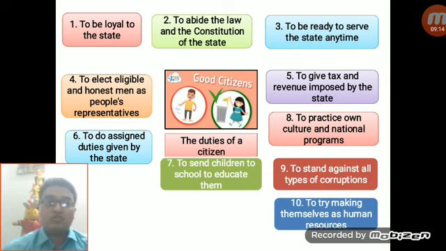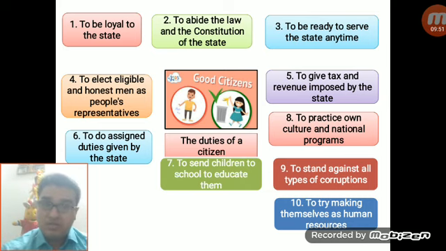Last point is to try making themselves human resources. Dear students, at first you have to understand what human resource is. Human resource means when the people of a country work, basically when the people of a country do something for earning money, they are called human resources. So as a citizen, I will try to make myself a human resource, and I will try to earn something by using my qualities.